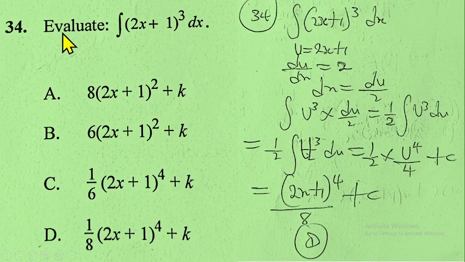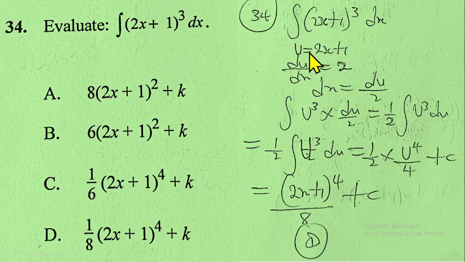Question number 34 is from calculus. We have to integrate this function of a function, and the only way you can do that is by using the substitution method. So you have to integrate this one by substitution method. And how do we do that? You call the 2x plus 1, you call it u.